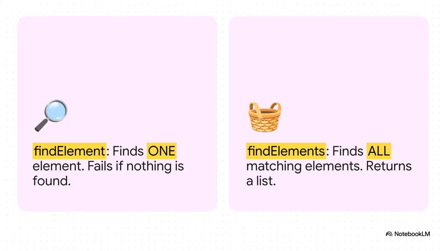Okay, the crucial difference here is that tiny little S at the end. Find element, without the S, looks for one thing. And if it can't find it, your test fails with an error. But find elements, that's different. It searches for all the elements that match your criteria and puts them in a list. And here's the key part. If it finds none, it just gives you an empty list. Your test doesn't crash. This lets you write way more robust tests that can handle cases where elements might not always be there.